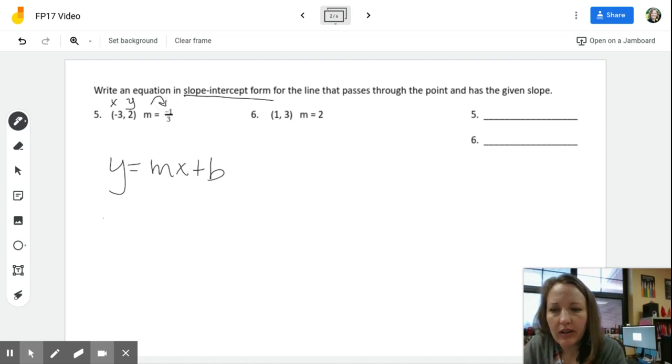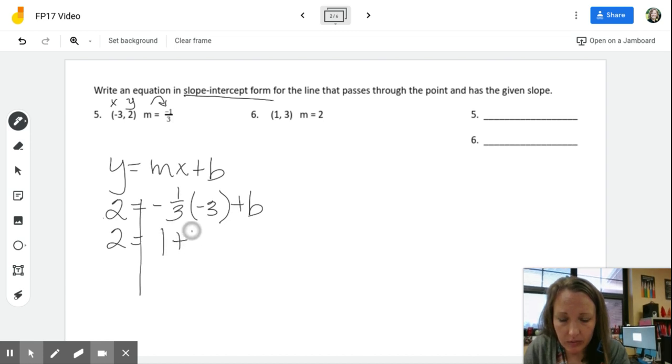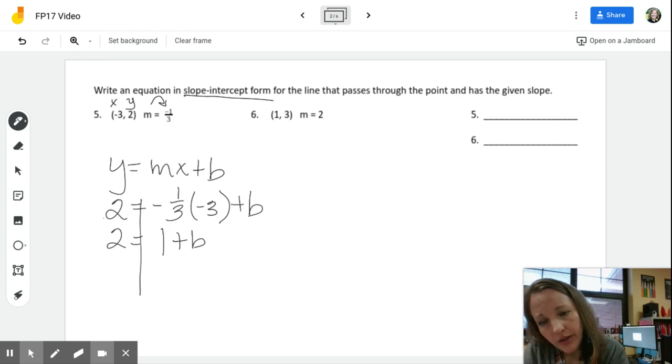So let's plug in the y value here, 2, and my m is negative 1/3, and my x is negative 3, but I don't know my y-intercept. So we're going to solve for b. So let's just solve here. 2 equals, what's 1/3 of 3? Is that 1? In this case, it's negative 1/3 of negative 3. So a negative times a negative is a positive, and it's going to be a positive 1 plus b. So then we're going to subtract 1 from both sides, and we see that 1 is equal to b.